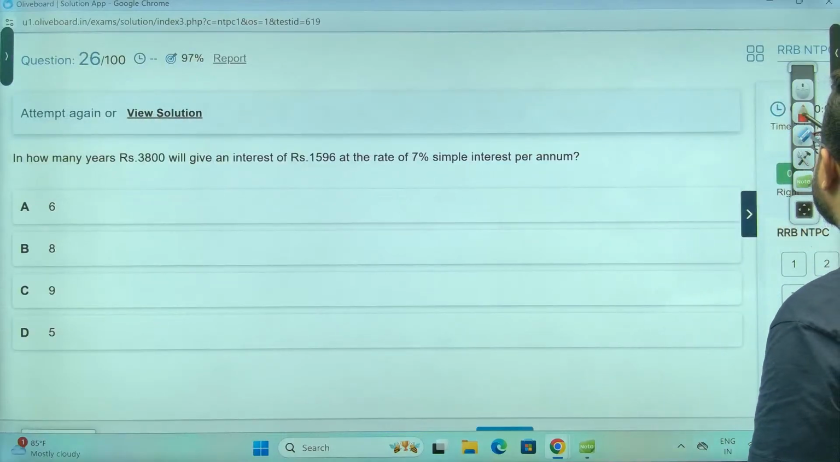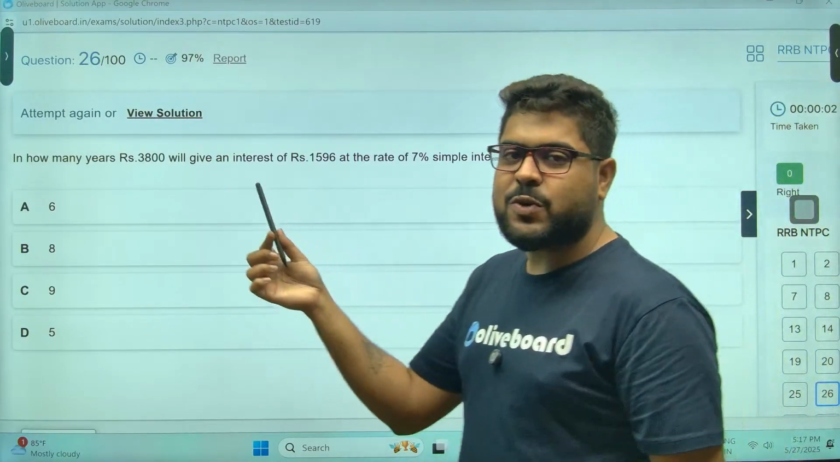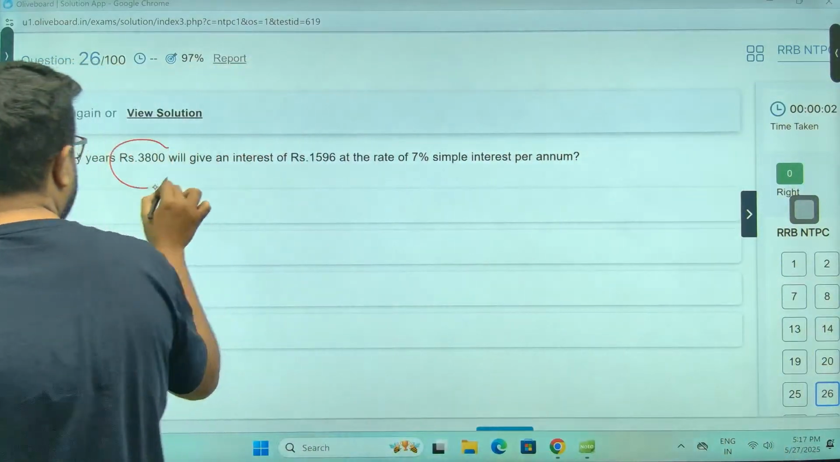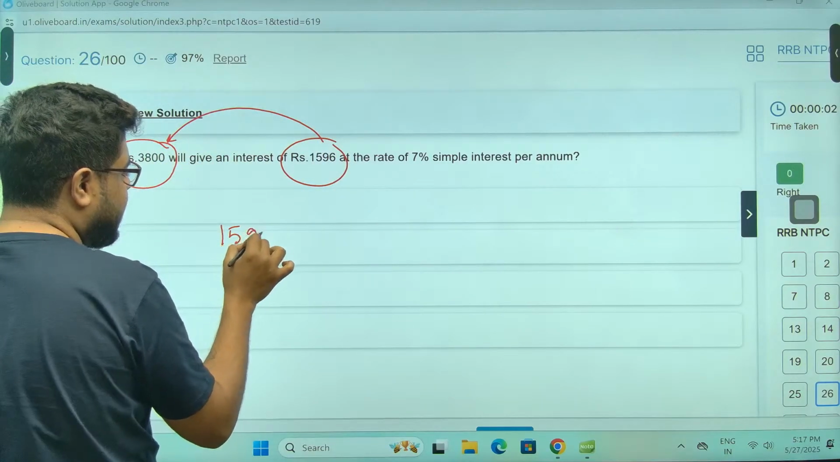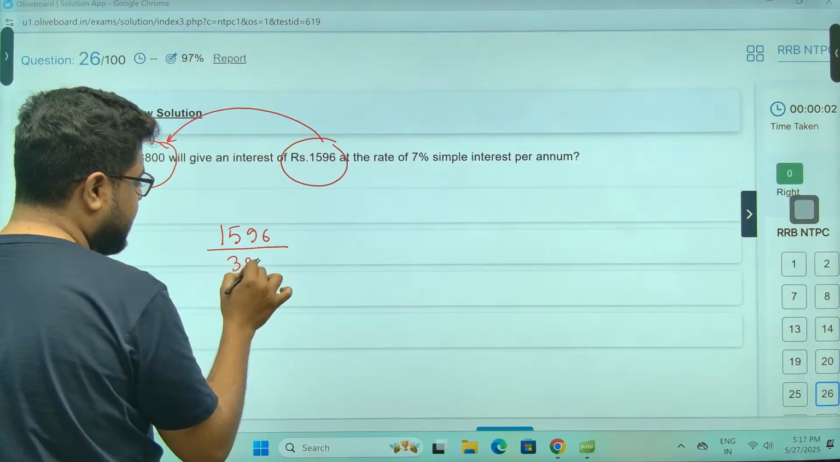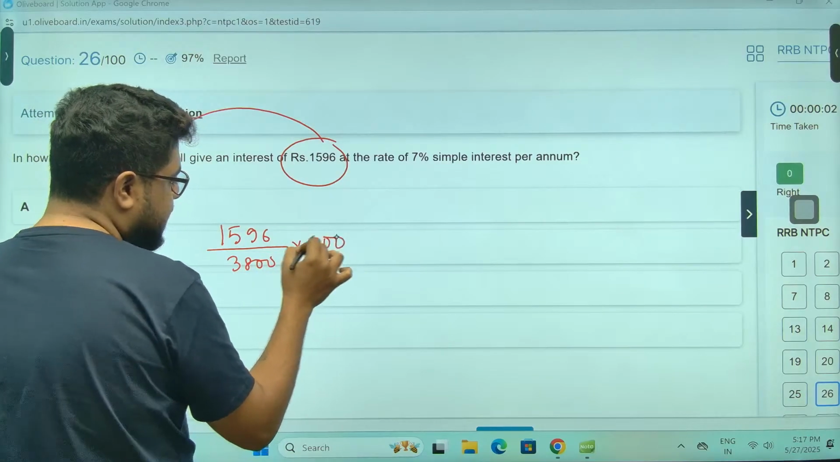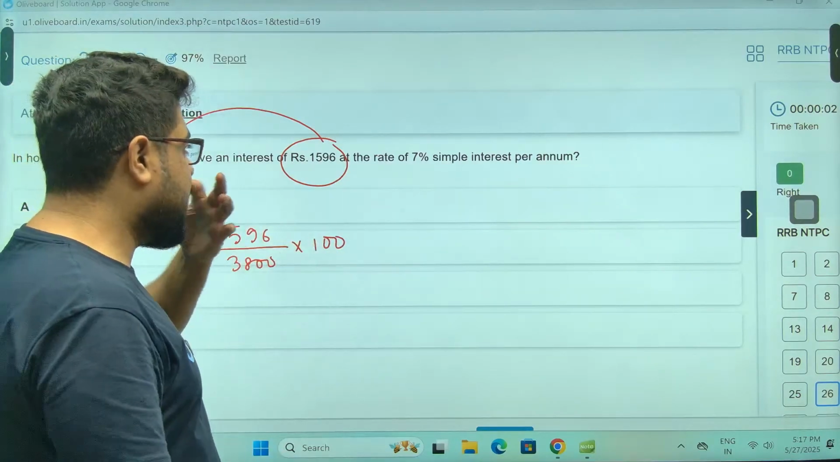In how many years? Sir, very simple. So total interest, whatever this value is, a percentage of this. So total interest 1596 out of 3800, for percentage into 100. Now this is the total interest. So they are asking rate of interest.